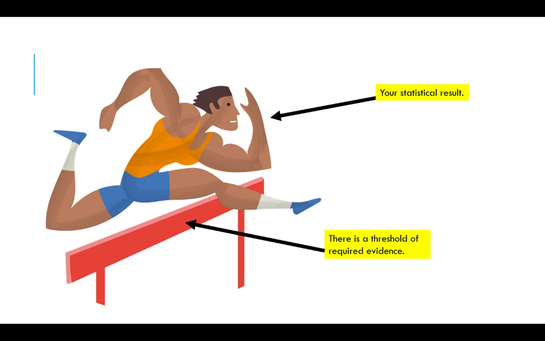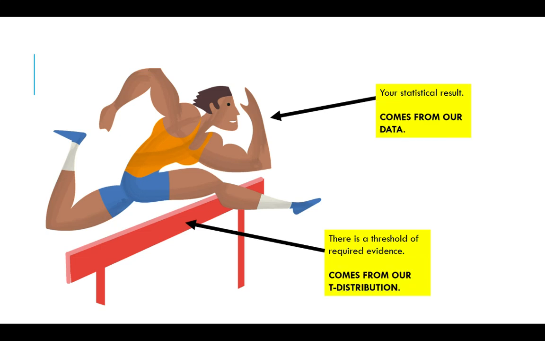So our hurdler is our statistical result. We have some statistic. We're not sure if it's due to chance. And that thing that he's jumping over in red, I'm having a little senior moment here, and I cannot remember what that's called. Oh, duh, a hurdle. All right. He's trying to jump over the hurdle, right? That's the required threshold of evidence. So we're trying to say, look, is the evidence strong enough that we can clear the bar, that we can clear the hurdle? Now, our statistical result comes from our data, right?